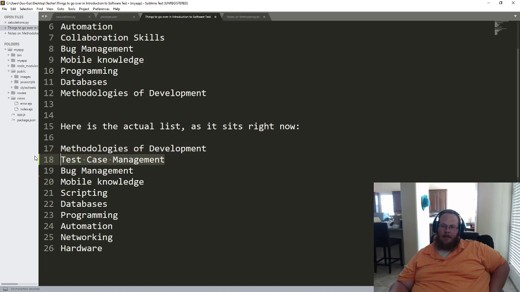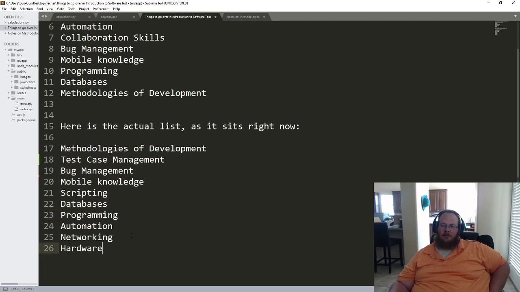Next will be test case management, and then bug management, mobile knowledge, and this is very vague. It's basically how you would use a mobile device to do testing. So kind of like lesson one, but applied to a mobile device. And then we'll get into scripting. This isn't necessarily the same as programming. They can be intertwined and involved, but I wouldn't call them the same thing.